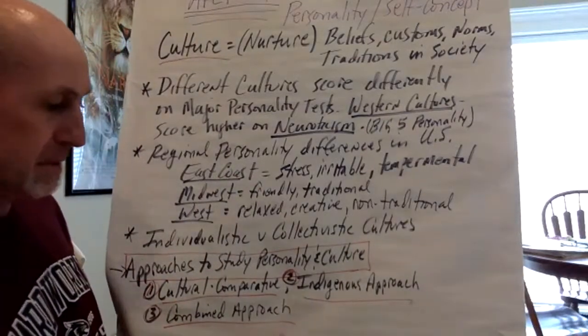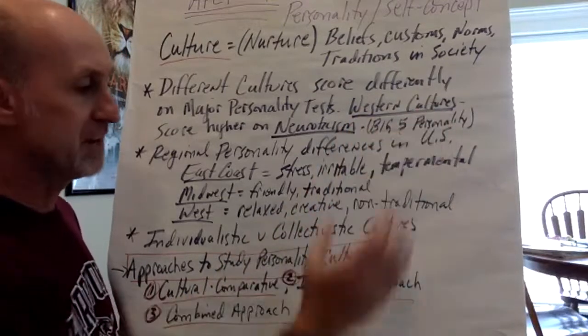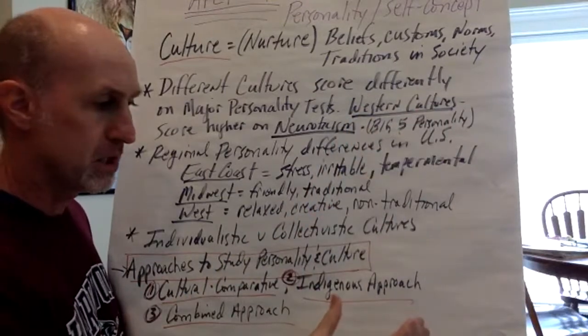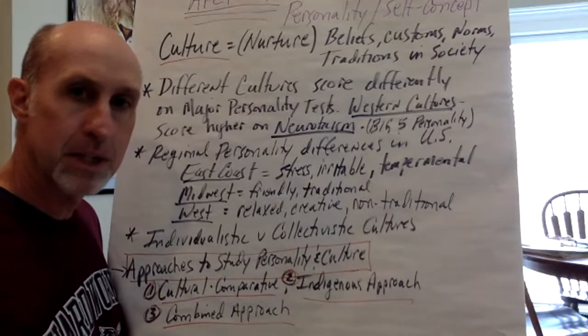All right, then the combined approach is when I look at both. I'm going to give the Big Five to Japan, and then I'm going to look at their own personality test results, and then I'm going to combine them and look at both.